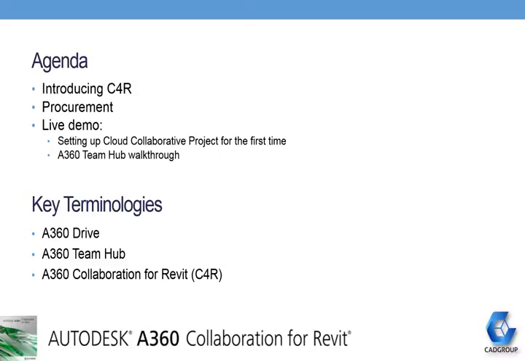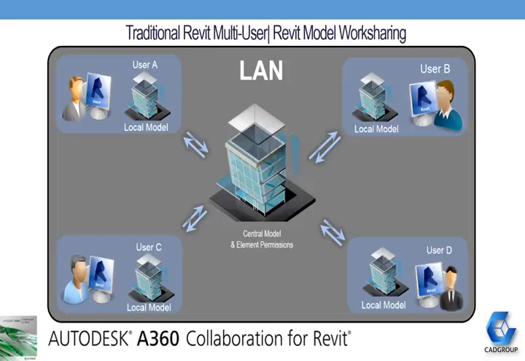A360 Collaboration for Revit, and the short term for that is C4R, is the technology that uses vector technology and takes the central model to the cloud, which allows people from remote distances to collaborate using the same Revit central cloud.